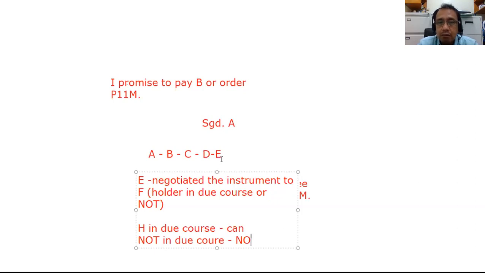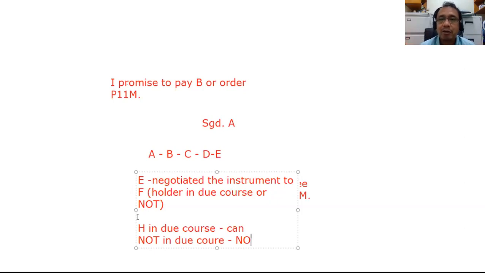But how about E? The one who placed the wrong amount. Instead of 1 million, he placed 11 million. Can F collect from E if he's a holder in due course? The answer is yes. If he's a holder not in due course, can he still collect from E? The answer would still be yes. So, A, B, C, D, if F is a holder in due course, can collect. A, B, C, D, if holder not in due course, they cannot. He cannot collect. But as against E, whether F is a holder in due course or a holder not in due course, E is liable to him.